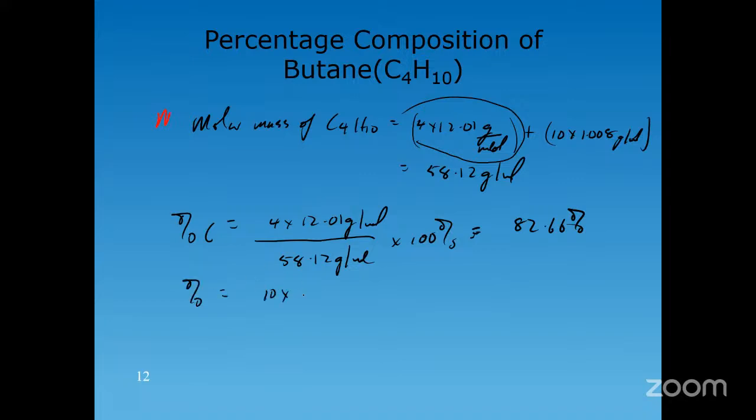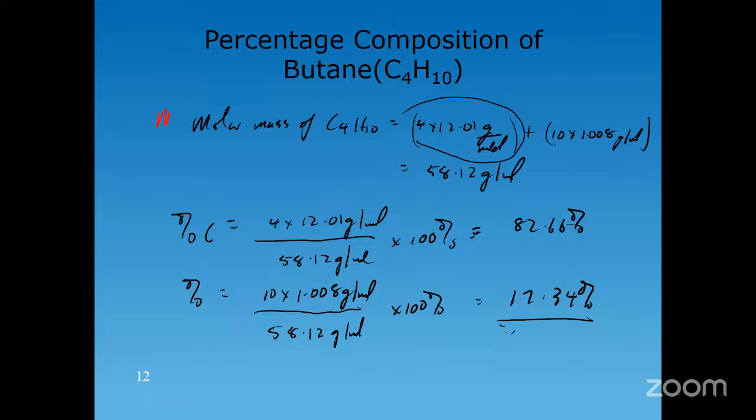And then I do a similar calculation in the case of hydrogen. 10 times 1.008 grams per mole. Take that and divide it by, again, the same molar mass, 58.12 grams per mole. And then I multiply that by 100%. So that would be 10 times 1.008 divided by 58.12 times 100. And I got 17.34%. And of course, when you add these two together, you should get 100%, which is indeed the case.